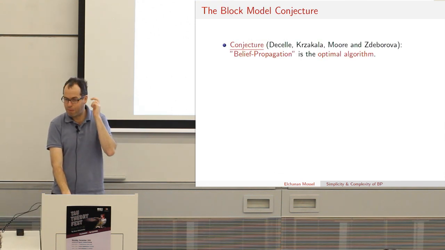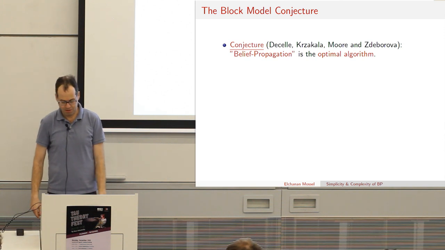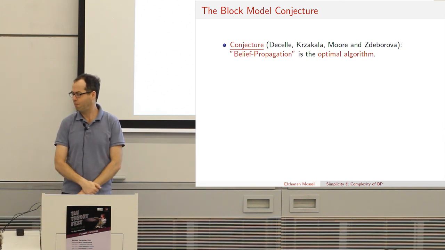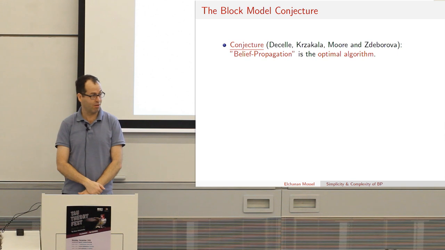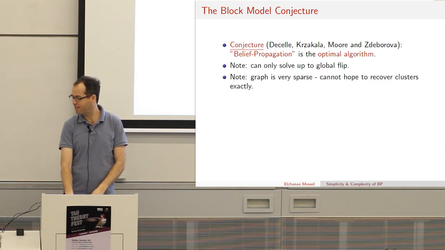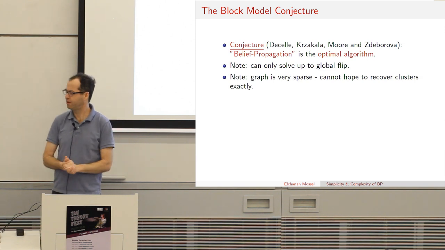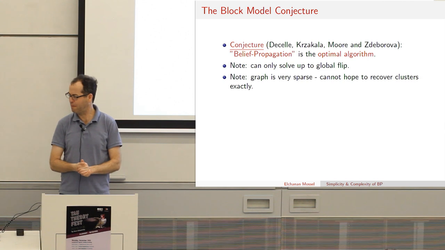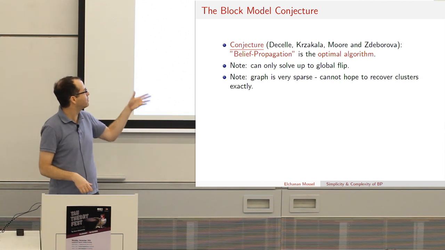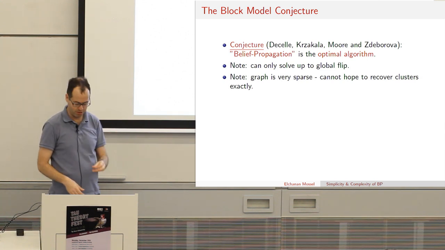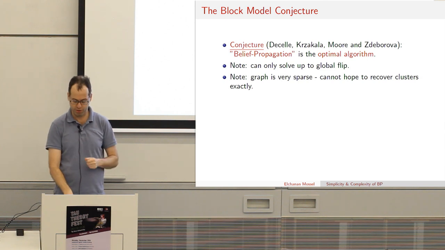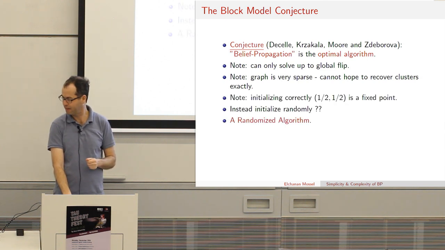The most striking part of the conjecture is the following part, which I'm just going to tell you a little bit about: the part that belief propagation is the optimal algorithm. This we still don't know how to prove. And that the phase transition is this d theta squared equal to 1. We already saw that we can only solve up to a global flip. And we know that the graph is very sparse, so we cannot hope to recover all of the nodes. There are many nodes of degree 1 or 2, which you cannot recover exactly, obviously.